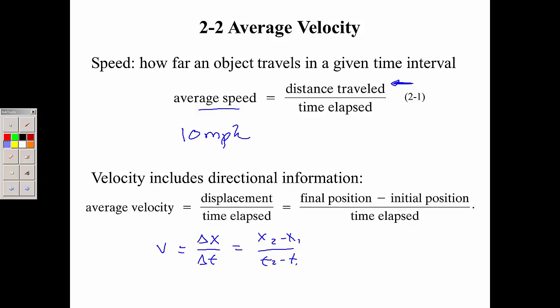Velocity, on the other hand, does. Displacement does have some direction associated with it. It matters if it's positive or if it's negative. Therefore, velocity does also. You would say, I travel 10 miles per hour to the east. That would be a velocity. 10 miles per hour would be a speed.